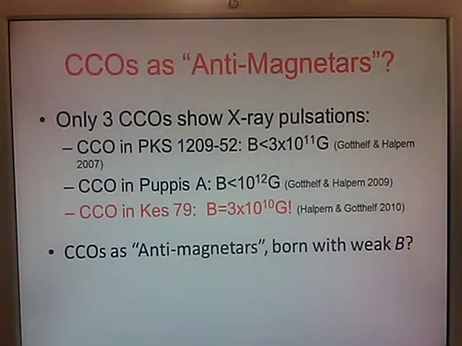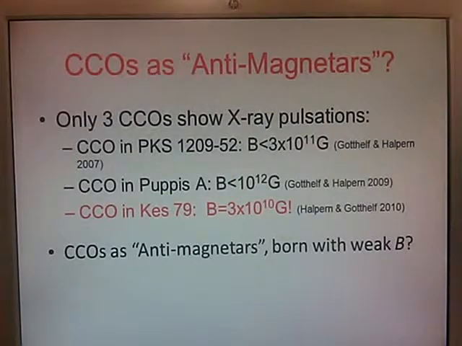And really only 3 of them show any kind of pulsation, and when you look at what that pulsation implies about the magnetic field, it's consistent with this idea that it has to be very weak. In terms of looking at these guys, 10 to the 11th, that one is less than 10 to the 12th, so that's a weak upper limit. And there's one example that is just 10 to the 10th. Right? So that's dramatically reduced compared to the typical pulsar story.